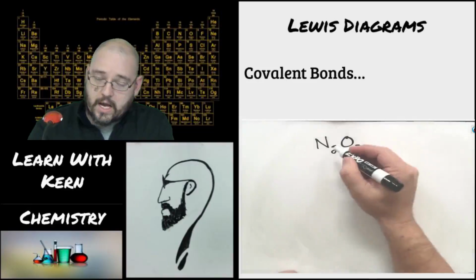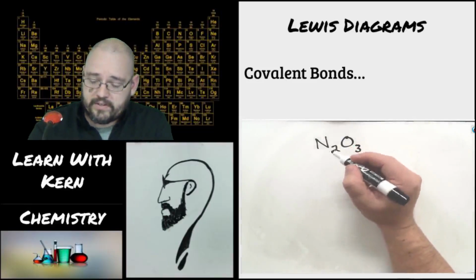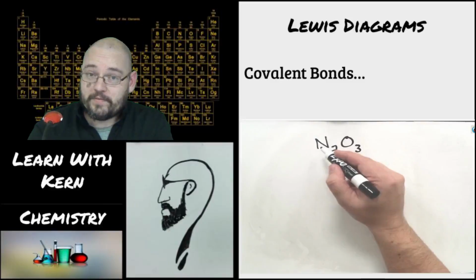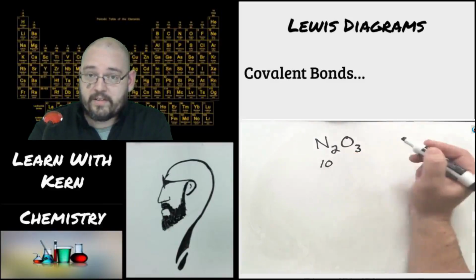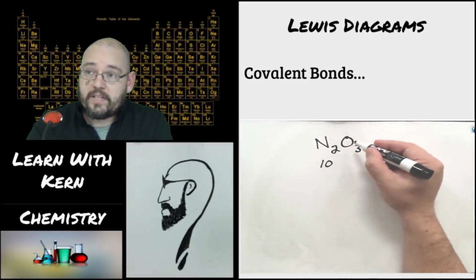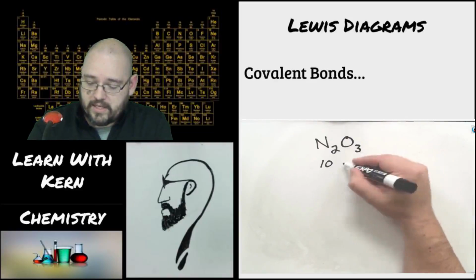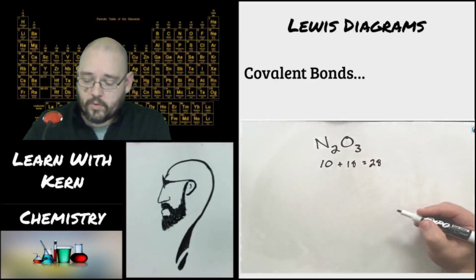So I'm going to start with filling out the total number of valence electrons. Nitrogen has 5 valence electrons, and there are 2 of them, so that's a total of 10 valence electrons from nitrogen. Oxygen has 6 valence electrons, and there are 3 of them, and 6 times 3 is 18. So that means I have a total of 28 valence electrons to work with.